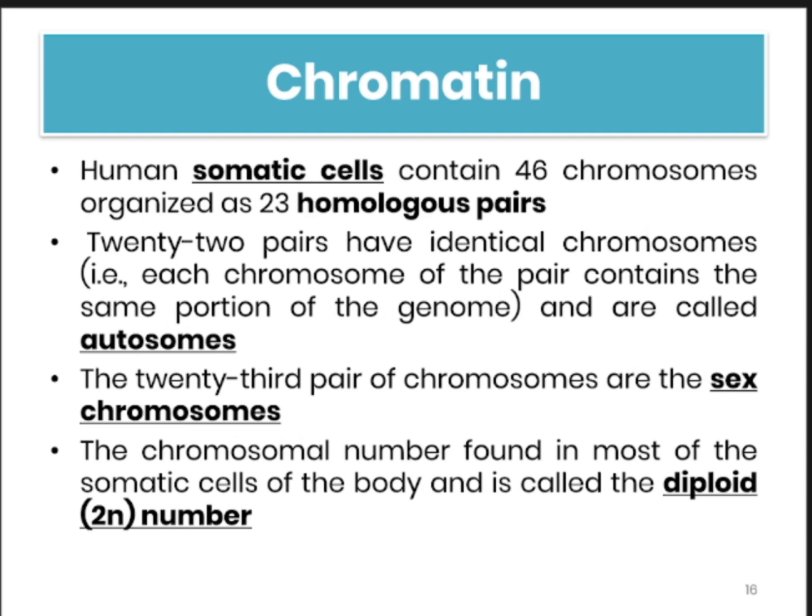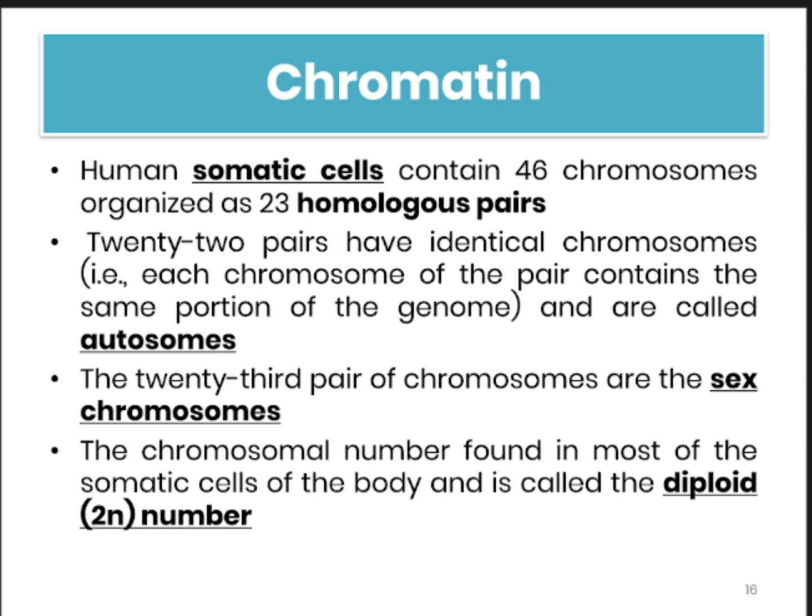Next, when we talk about the total chromosomes, the human somatic cells contain 46 chromosomes. These are organized into 23 homologous pairs. When we talk about your autosomes, these are 22 of these pairs. And what are the characteristics of your autosomes? Your autosomes are identical chromosomes in each pair, with each chromosome containing the same portion of the genome.